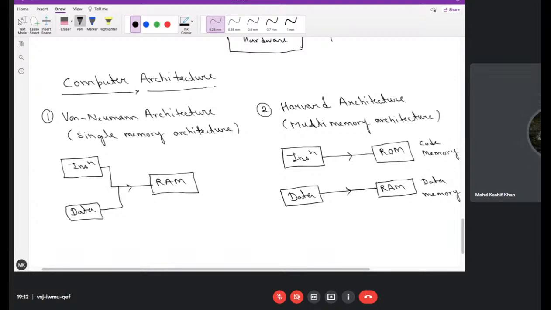Okay, now write: in von Neumann architecture, the user program is always required in the main memory.